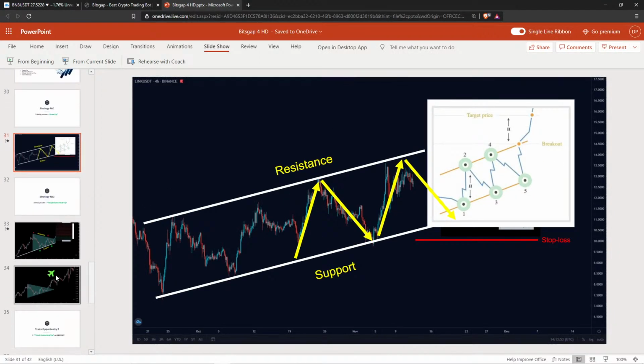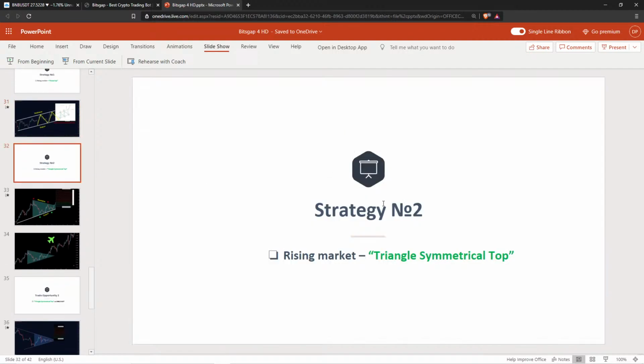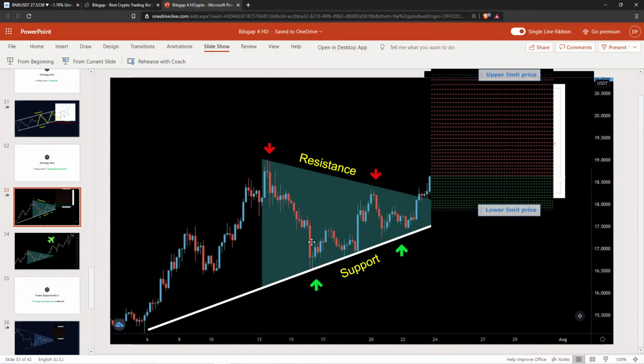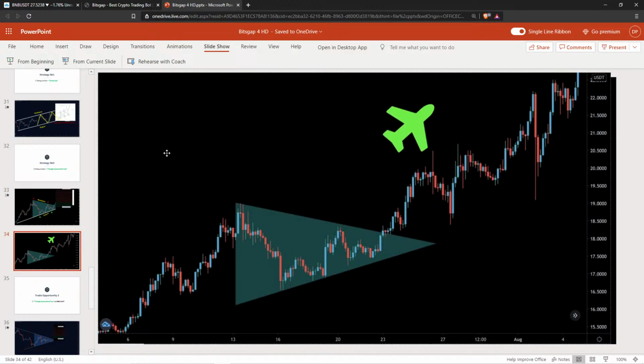Another one that we have here is known as the triangle symmetrical top. As you spot this formation, as you see that the price breaches the resistance line, that's the configuration that you can use for your automated bots. Eventually you see what happened with this crypto.